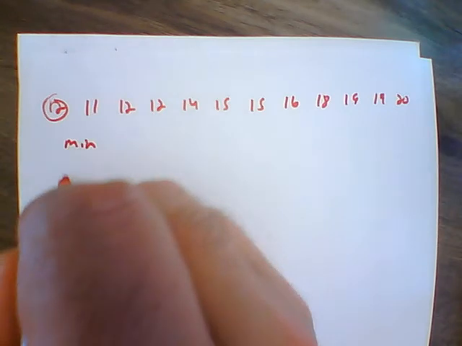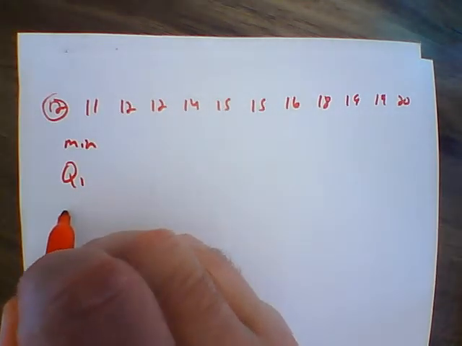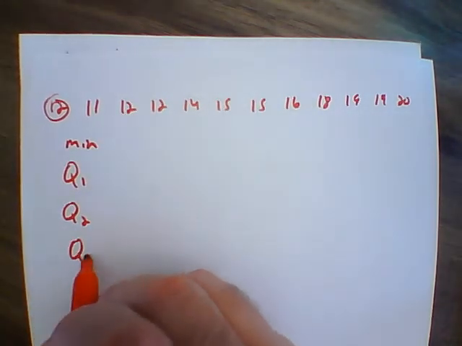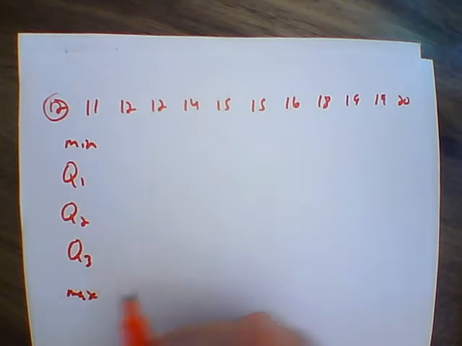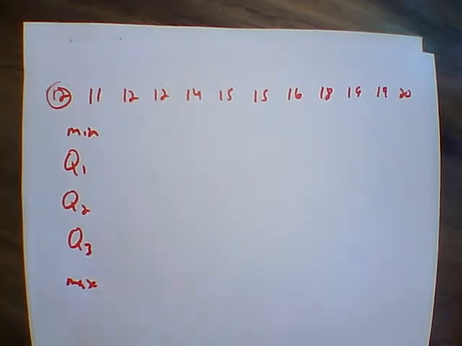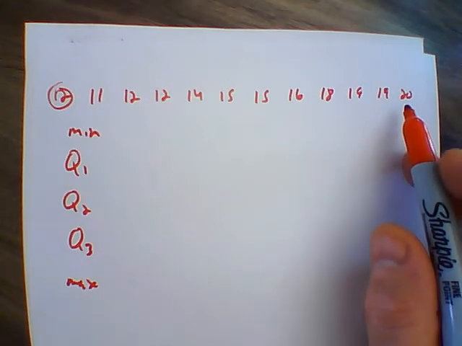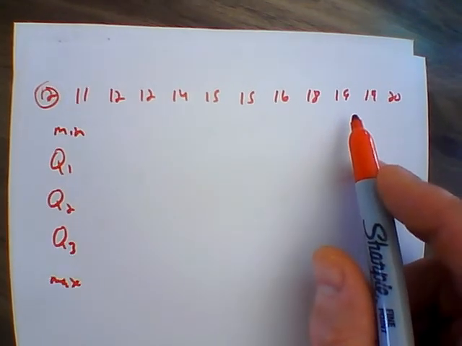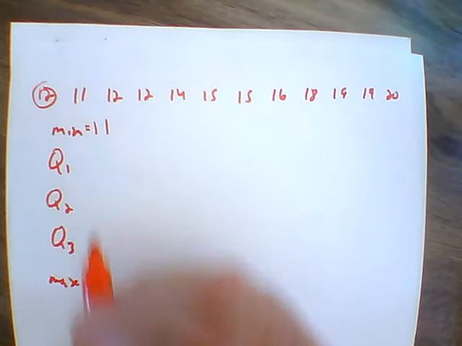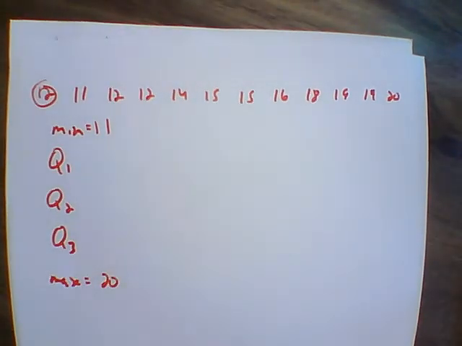So for that box-and-whisker plot, we need the minimum, quartile 1, quartile 2, quartile 3, and then the maximum number that we have. Well, once again, because when I wrote these down, I wrote them in order from least to greatest right off the bat. So we can go 11 and 20 right here.